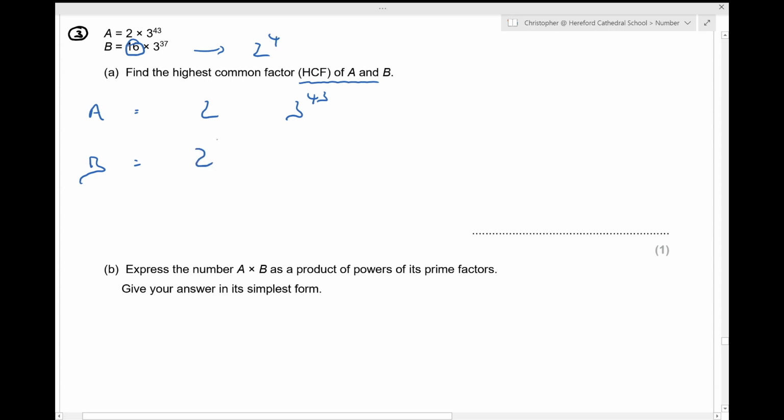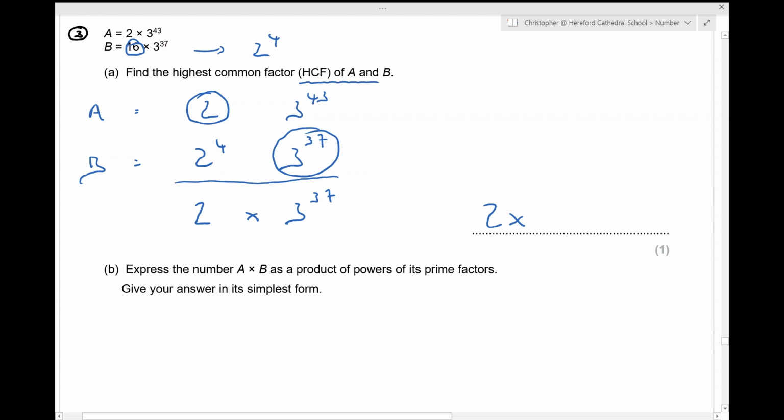So b is 2 to the power of 4 times 3 to the power of 37. Now that's going to be easier. Find the highest common factor. So I'm going to construct this with the lowest power of each of my factors. So that is the highest common factor of a and b.